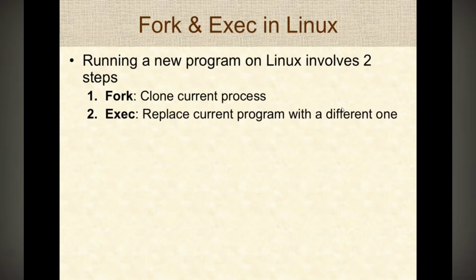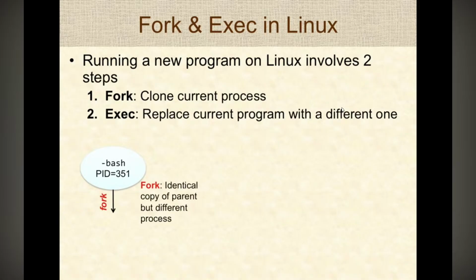Next, the currently running program in the child process is replaced with a different program, thereby having a different program start running. So for example, if the bash shell wants to run a new command, first it'll fork itself to create an identical copy of itself, but it'll be a completely different process with a different process ID and a completely different layout, but the virtual memory will be identical to the parent.